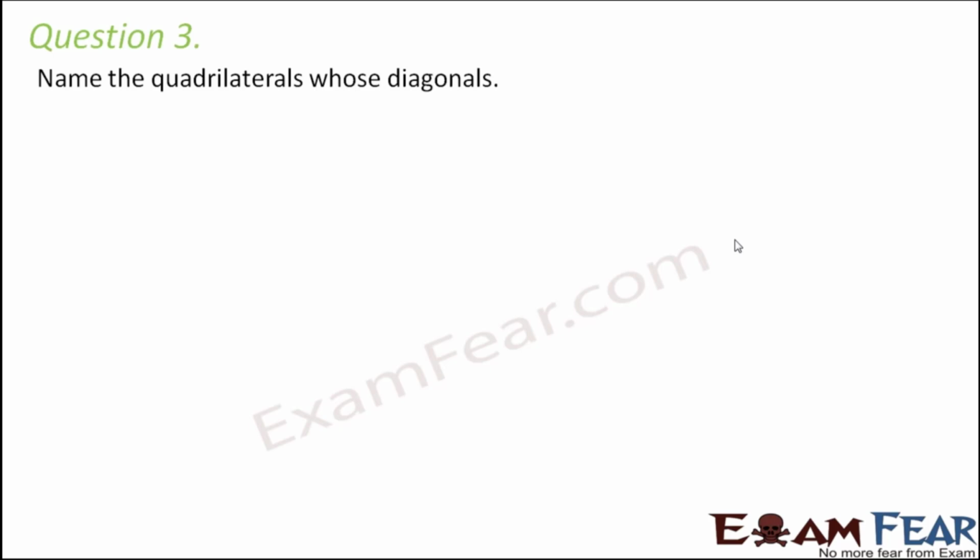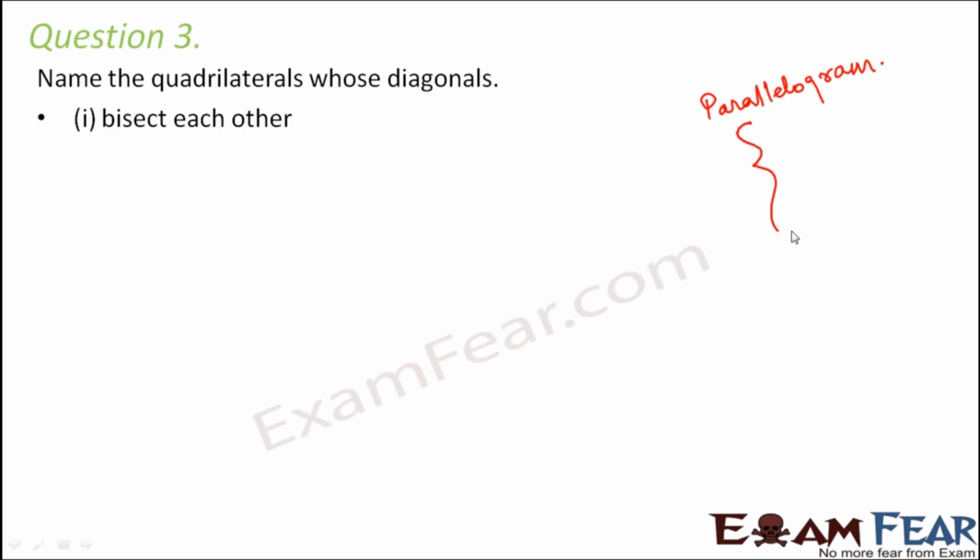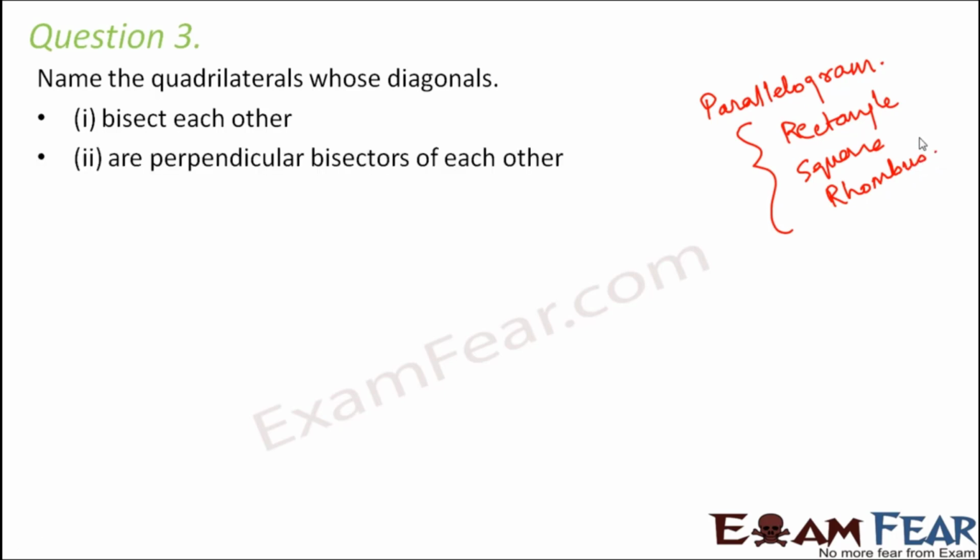Question number 3. Name the quadrilaterals whose diagonals bisect each other. Now, there are many such quadrilaterals. One such quadrilateral is a parallelogram. So, in parallelogram, the diagonals bisect each other. You think of the special parallelograms. They also come under parallelogram anyways, because all rectangles are parallelograms, all squares are also parallelograms, all rhombuses are also parallelograms. So parallelograms are those where the diagonals bisect each other. Where diagonals are perpendicular bisectors of each other, this happens only in case of square and rhombus.